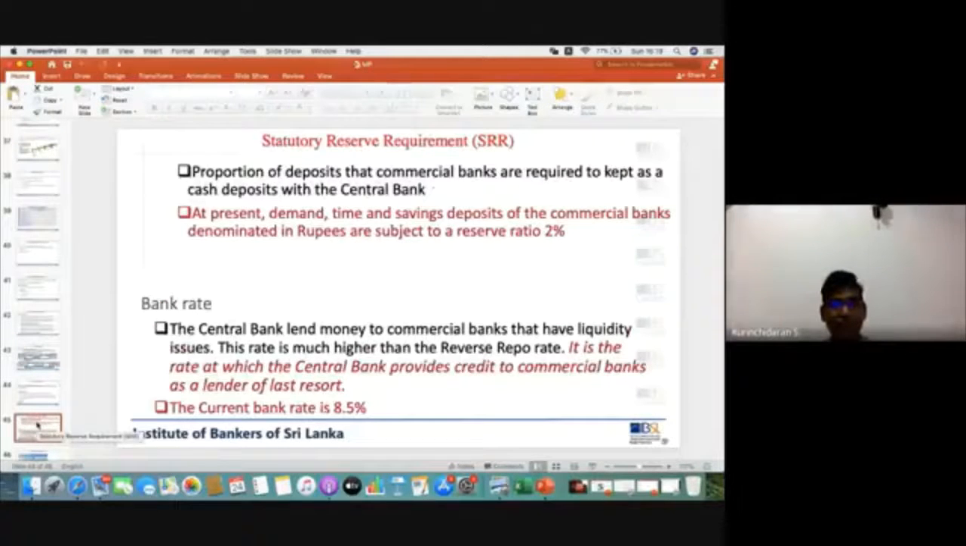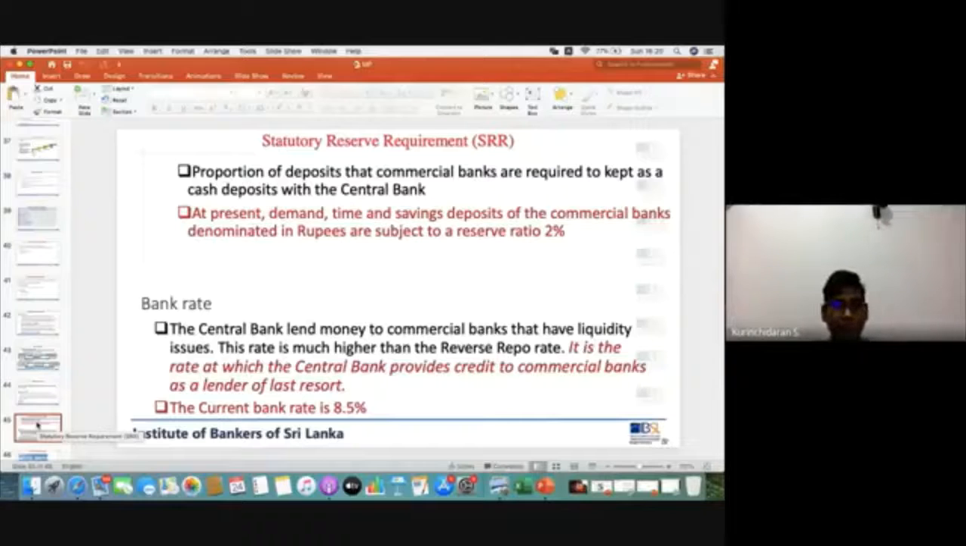And reserve requirement also, as we mentioned, this is the percentage of deposits that the commercial banks are required to keep at the central bank. At present, it's 2%, right? It was, I think, 5%, now brought down to 2%, right?